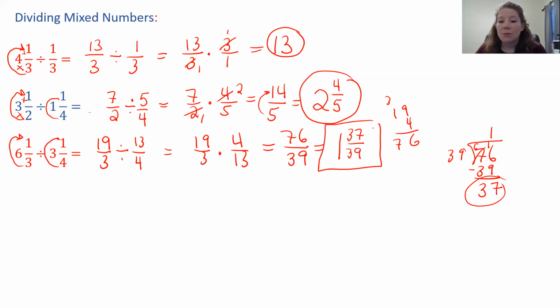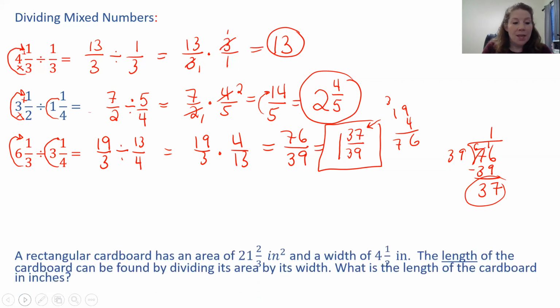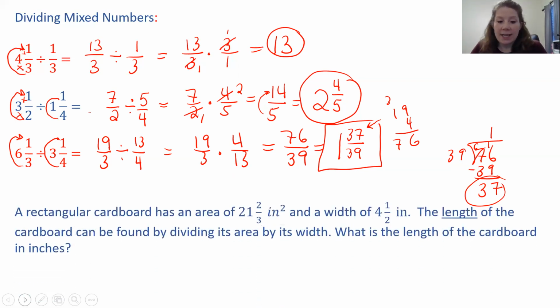As you find out after you do that, if the top number is smaller than the bottom number, then your whole number is correct. Okay. All right, so let's look at this word problem.